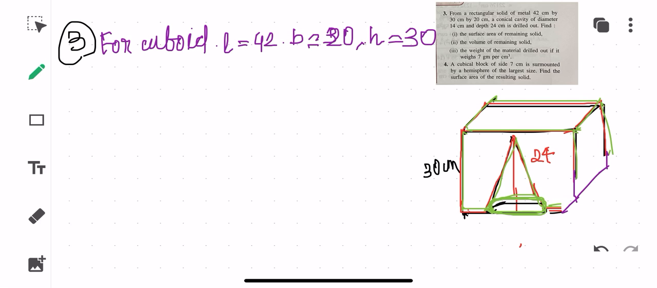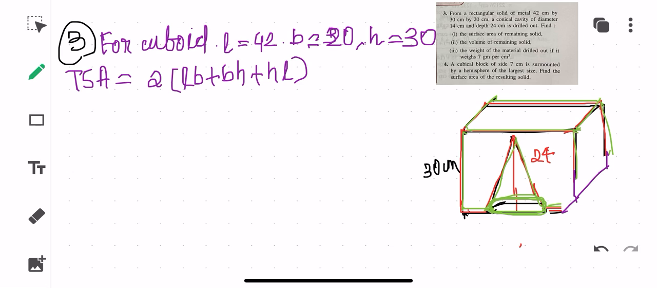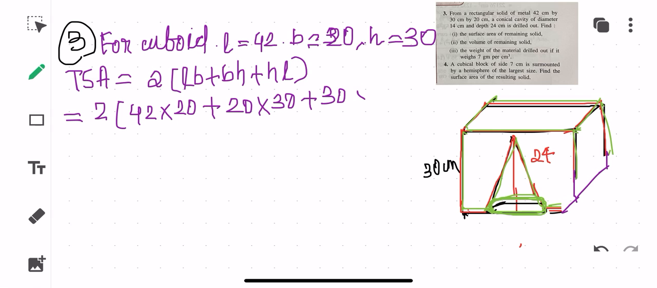So what will be the TSA? The formula of TSA is what? This is 2 into, if you remember, LB plus BH plus HL. Is this the formula? So just replace the values. 2 into, length has been given as 42, so 42 into 20 plus 20 into 30 plus 30 into 42.